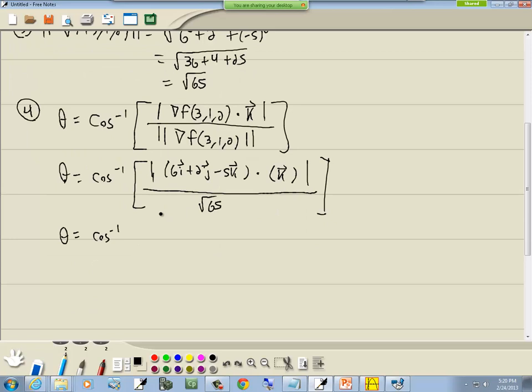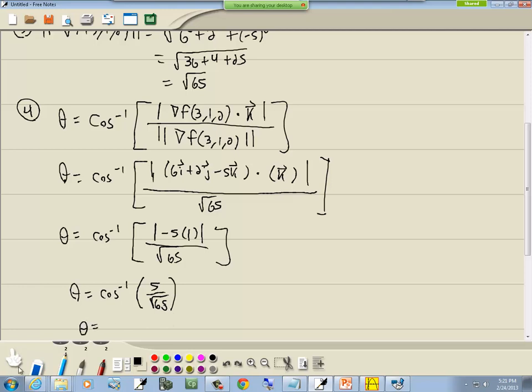Okay. Well, up on top, the dot product, since I don't have any i or j in my second parentheses here, all we have to do is multiply together what's in front of our k. So negative 5 times 1. So we're going to have the absolute value of negative 5 times 1 over the square root of 65. Which negative 5 times 1 is negative 5. Absolute value of that is 5. So we'll have 5 over square root of 65. Now, there's no use in really simplifying that because we're immediately going to plug it in our calculator anyway.